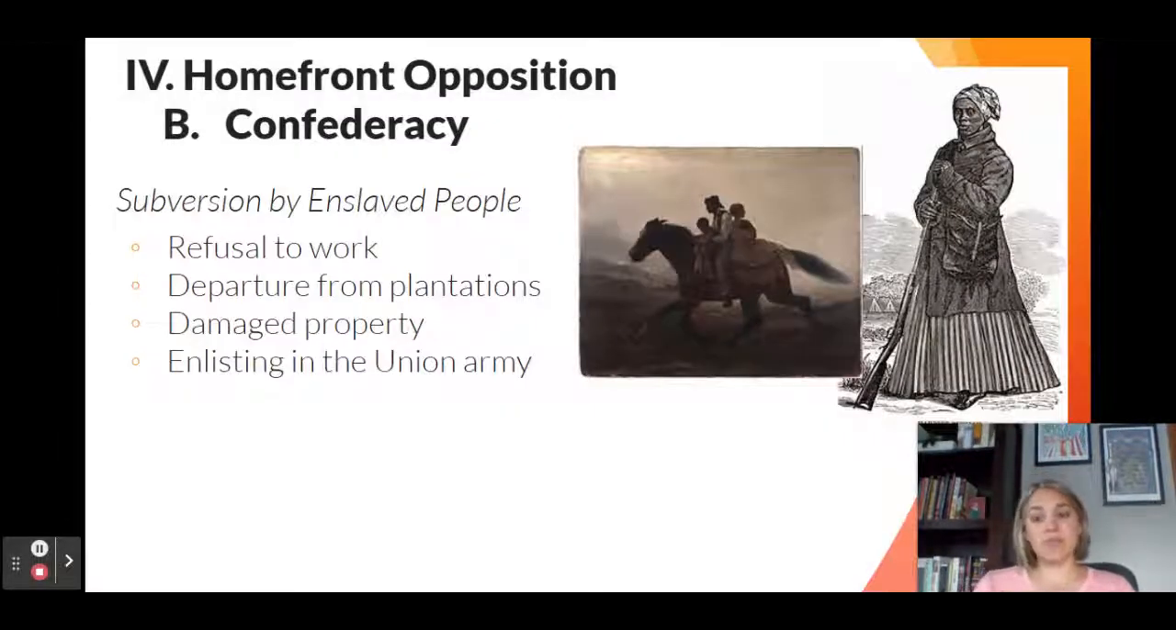Okay, looking at the South, the Confederacy, we're going to see some opposition by enslaved persons. So refusal to work, departure from plantations, damaging of property, and enlisting in the Union Army. So you see two images here. You see Harriet Tubman, who was a spy during the Civil War. And then I believe this is called the Ride for Liberty. You can see African Americans who are departing from the South.